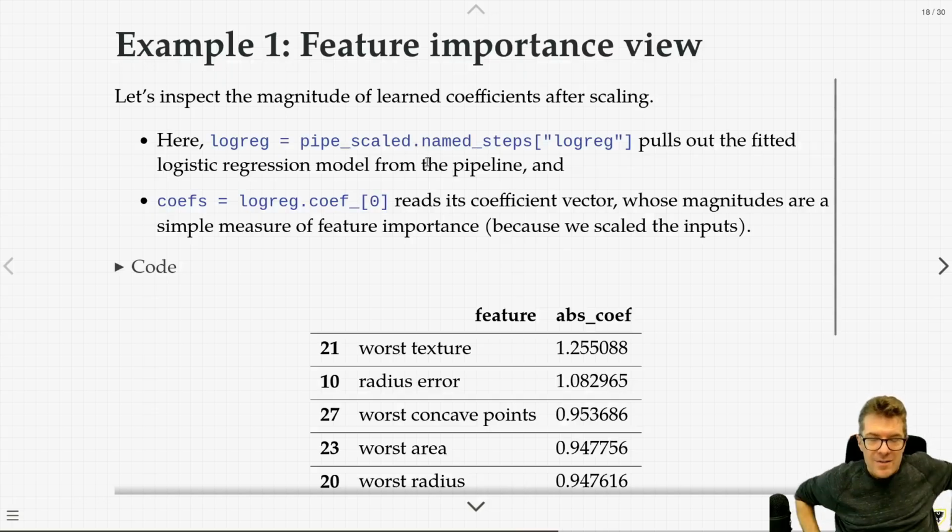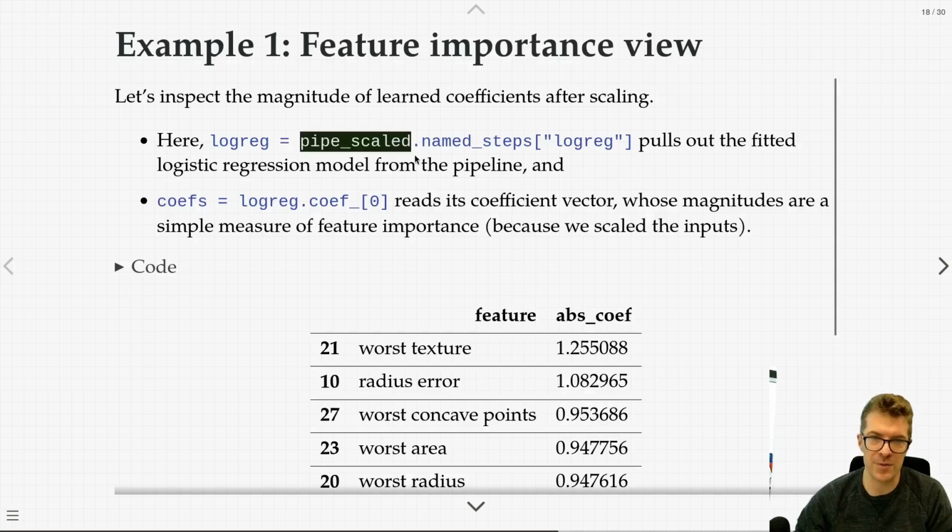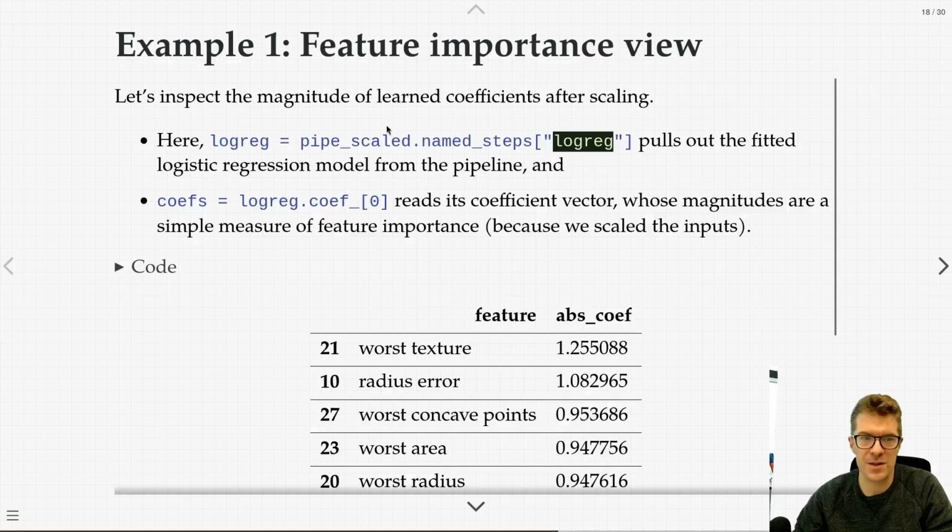We can actually do a little bit of explainability here. This isn't really explainable AI yet, but it's sort of like putting our feet into the shallow end of the pool in terms of explainability. We can inspect the magnitude of the learned coefficients after scaling. So we can take our pipelines, the scaled version. We have all of our named steps. We can take the log reg from each of these, get the coefficient vector, and then sort them by their magnitude. This will give us a super simple measure of importance.